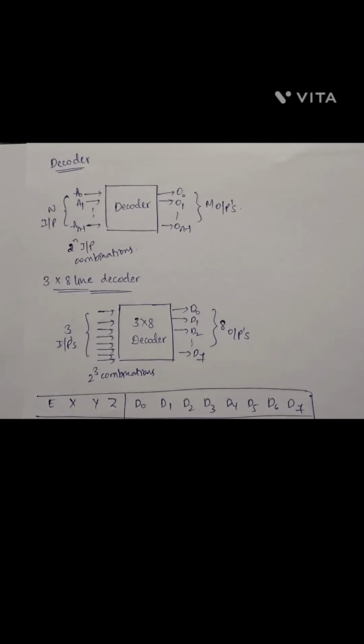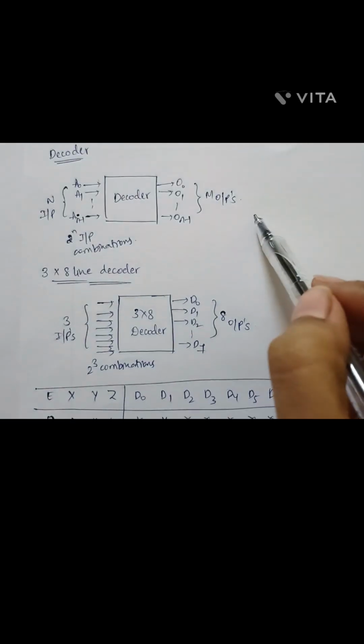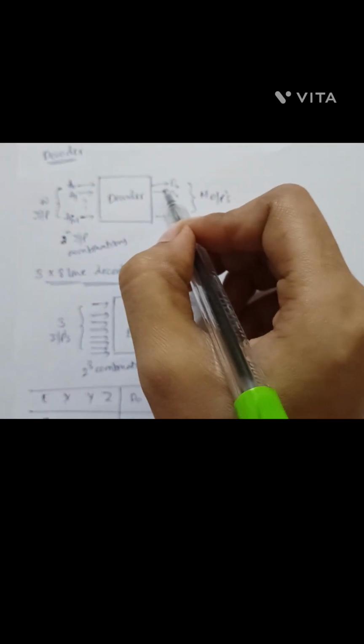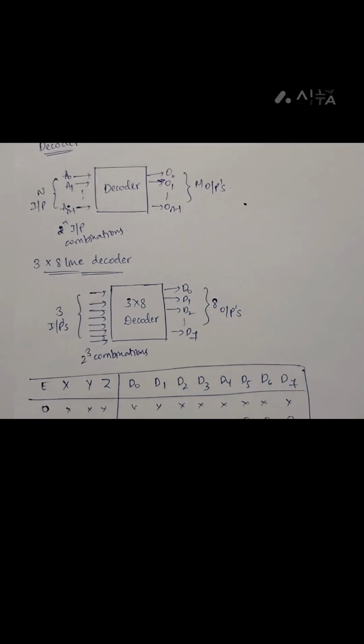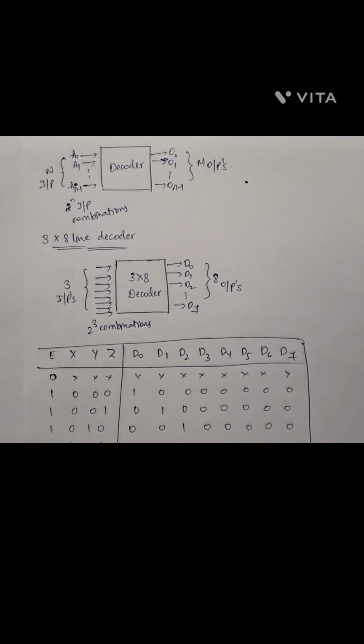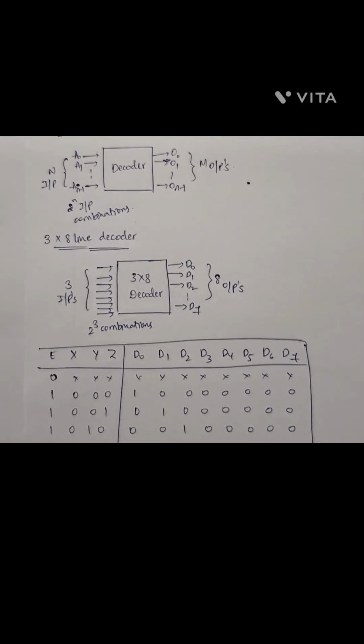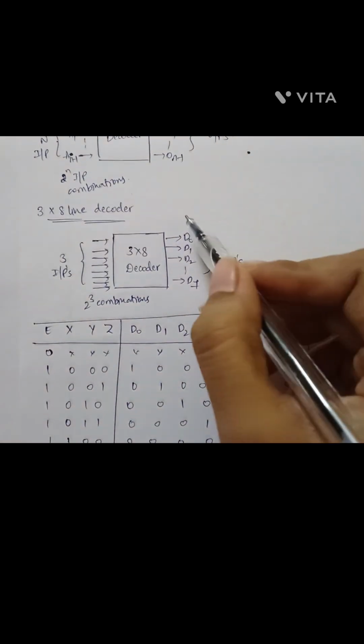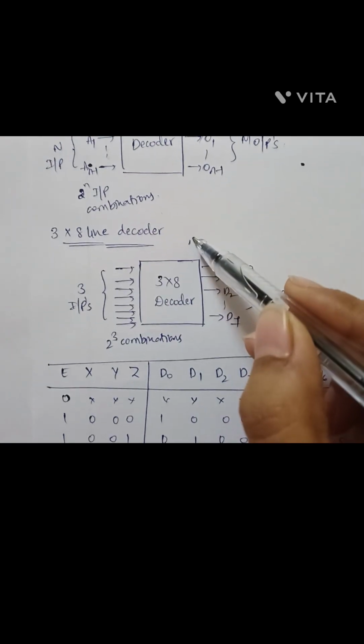A decoder is a logic circuit that converts n-bit binary input codes into m output lines, where only one output line is activated. There are many types of decoders, such as 2 to 4 line decoder, 3 to 8 line decoder and 4 to 16 line decoder. Now let us see the 3 to 8 line decoder.